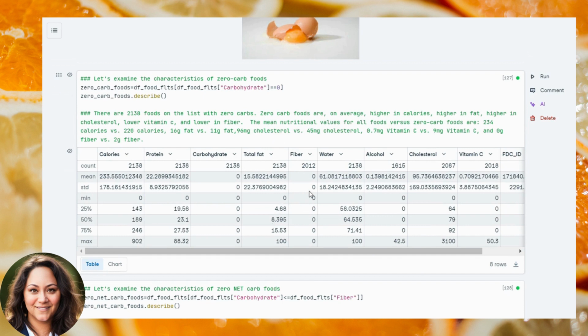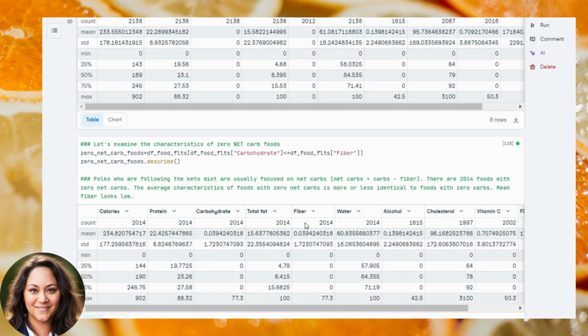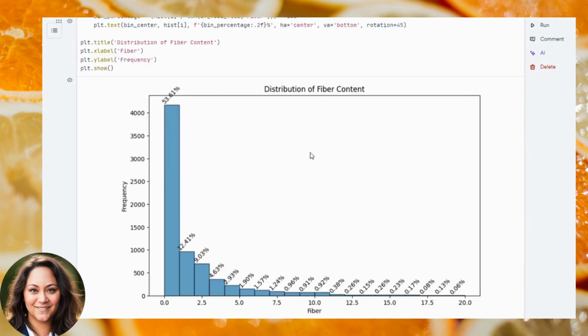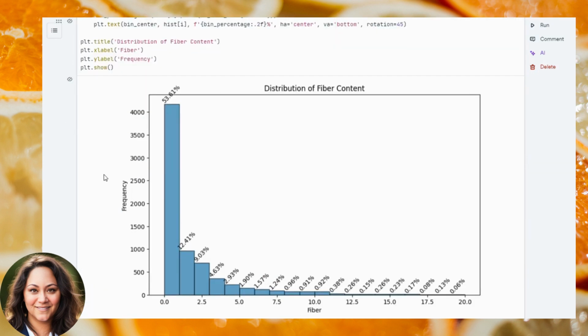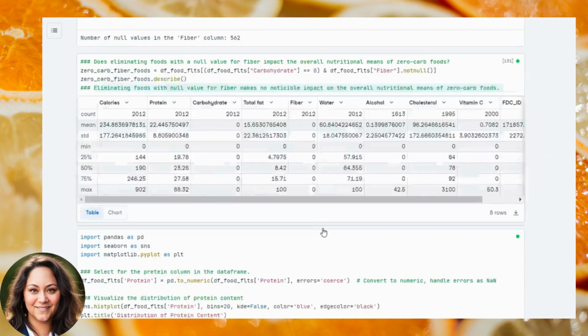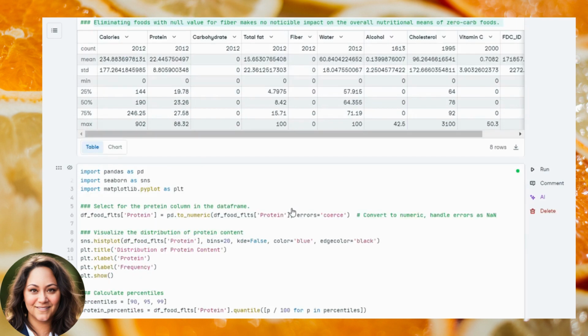I've followed a super low-carb diet myself a few times, and so I noted that the mean value for fiber looked low. Following the trail, I plotted out the fiber content, and I discovered that about 7% of the zero-carb foods had a null value for fiber. I eliminated the foods with a null value for fiber, but it made no noticeable impact on the overall nutritional means of zero-carb foods. I started feeling like Sherlock Holmes, and I'm just living for it.